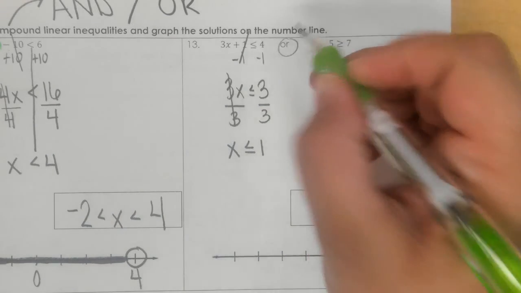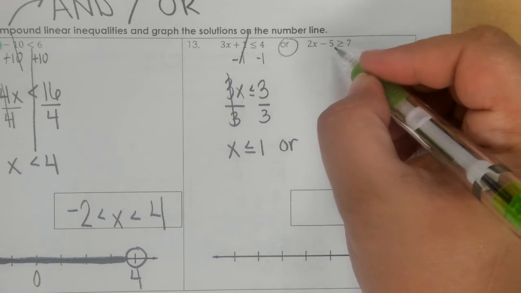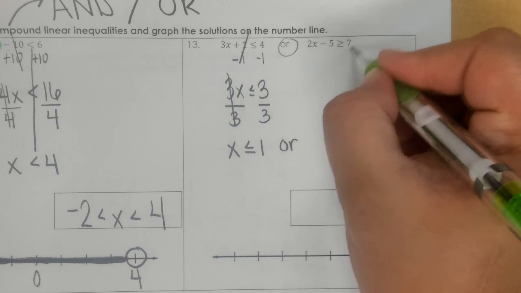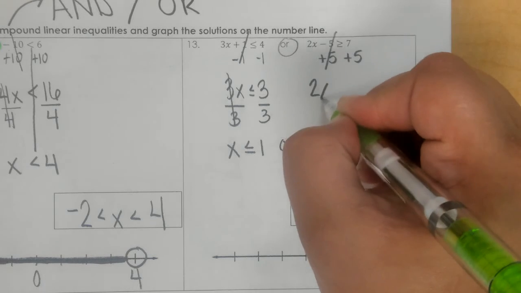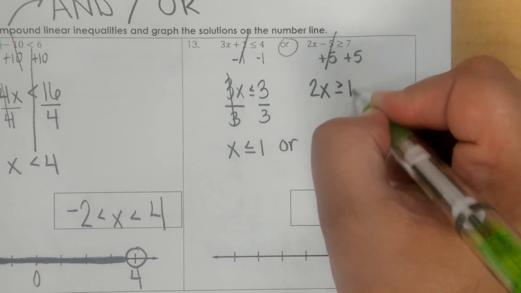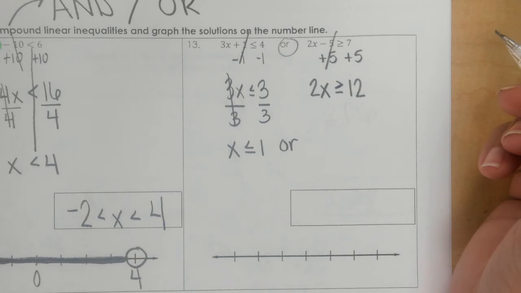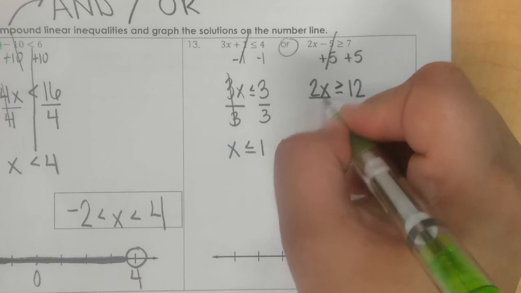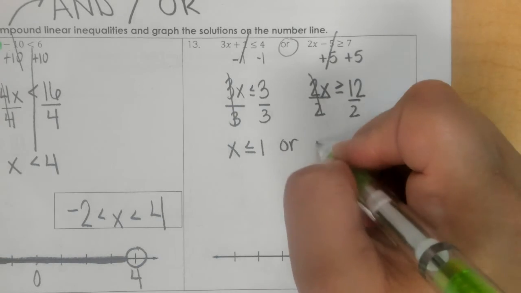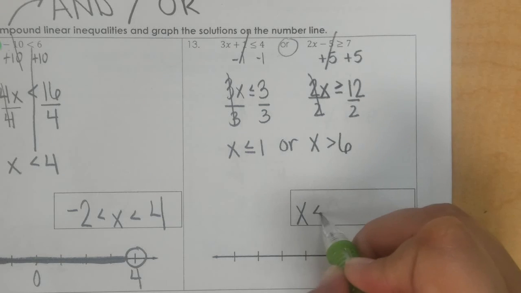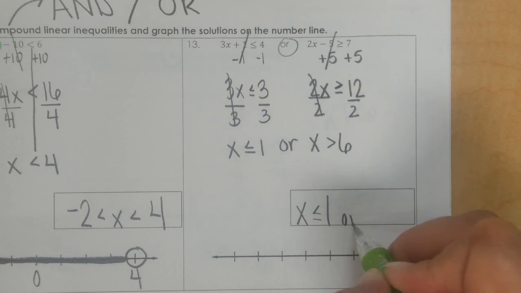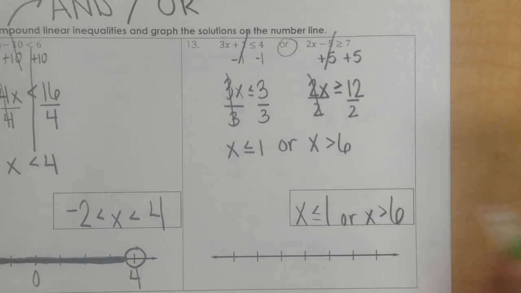So we bring down the word or. And then we solve this one. So we're going to add 5. And get 12. Divide by 2. And get 6. So we have x is less than or equal to 1, or x is greater than 6.